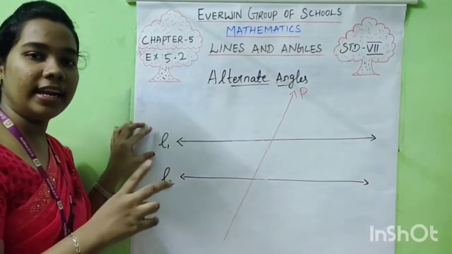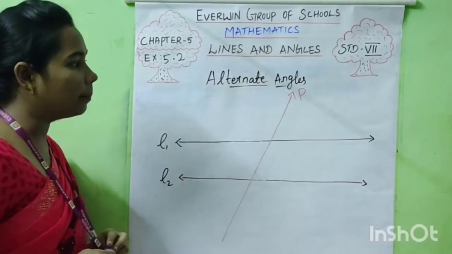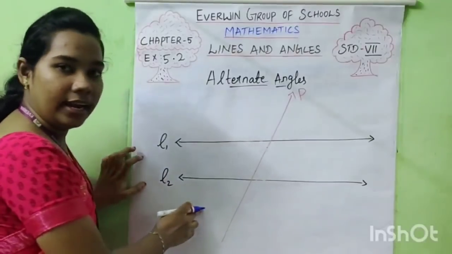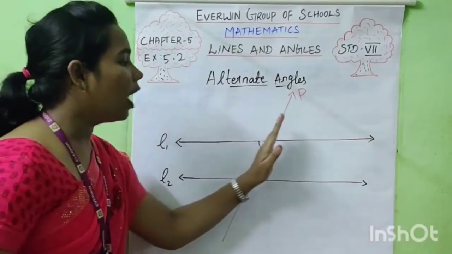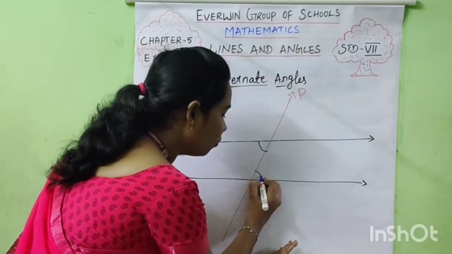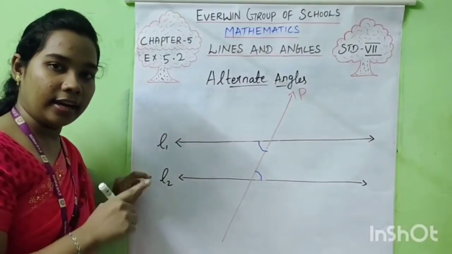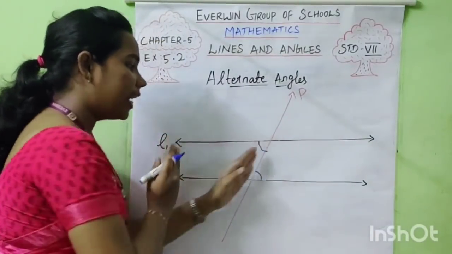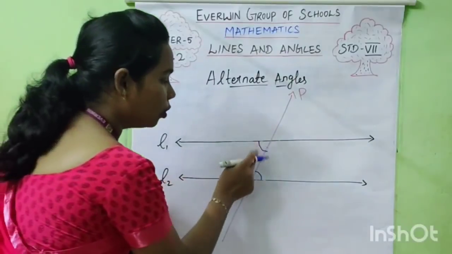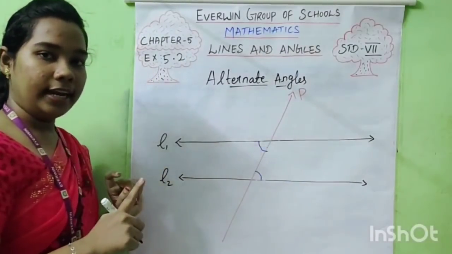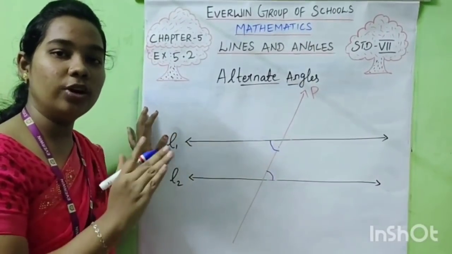Next, alternate angles. Same, I am taking two parallel lines L1 and L2. The transversal P cuts these two parallel lines. When the transversal cuts these two parallel lines, inside of the transversal line it will make one angle, and outside of the transversal line it will make one angle. So these two angles are called alternate angles. Also those two angles are equal. Alternate angles always will look like Z.